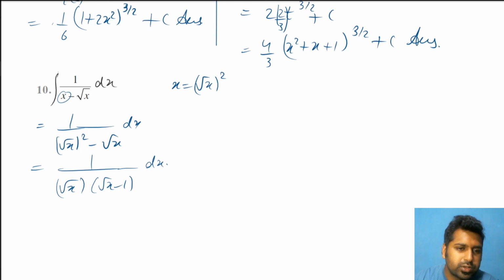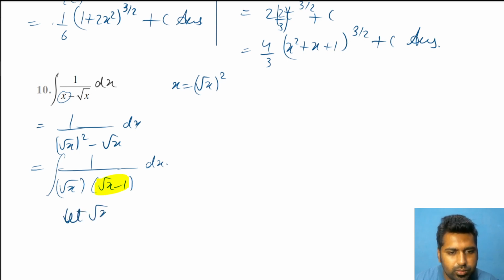Now out of these, both expressions are in the denominator. If I ask you which is the weird one, this is the weird one. So let that be t. So let root x minus 1 is equal to t. What is the differentiation of root x? I told you to learn that. 1 upon 2 root x dx. Differentiation of 1 is 0. t differentiation is dt.